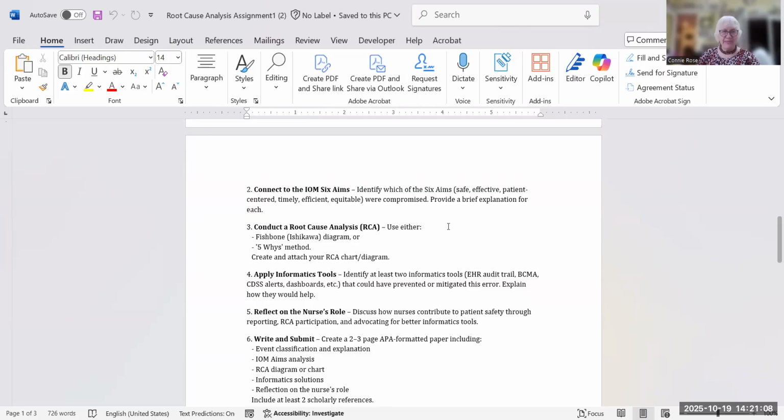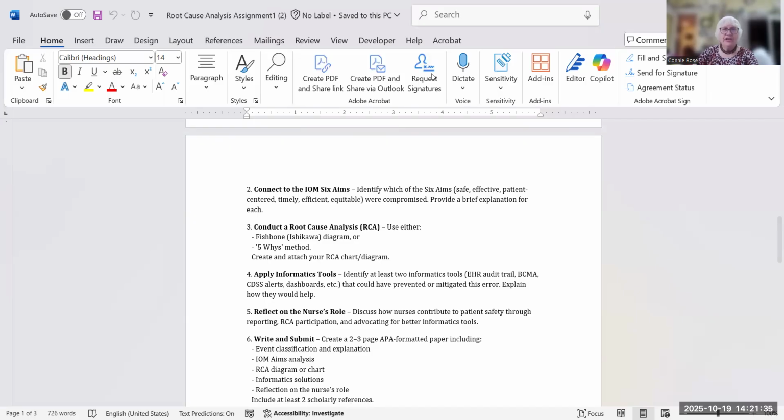As far as the 6 IOM aims, you want to go ahead and determine a brief explanation of how this incident is related to the IOM 6 aims. Then you're going to conduct your root cause analysis. And you can either do it with the fishbone diagram or the 5 whys method.